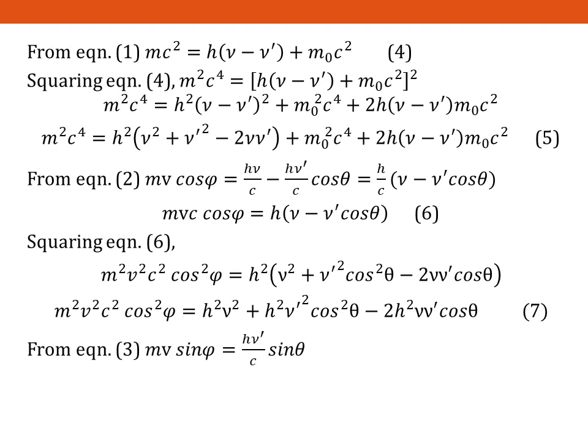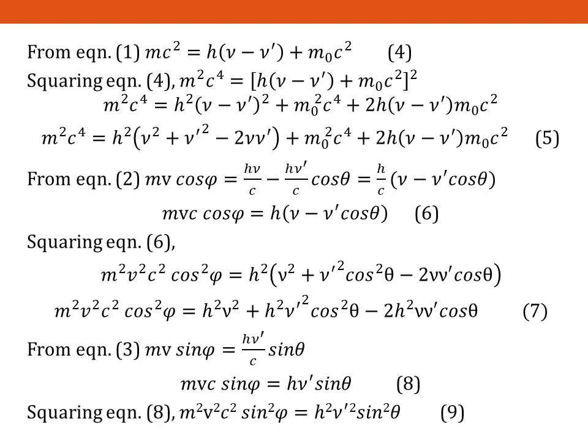We use equation 3 now, which is mv sin φ = (hν′/c) sin θ. Taking c to the LHS, we have mvc sin φ = hν′ sin θ, which we call as equation 8. Squaring this, we have m²v²c² sin²φ = h²ν′² sin²θ, which we represent as equation 9.